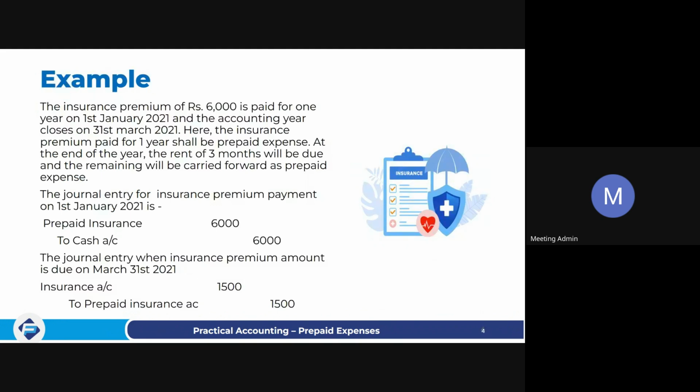Okay, here they have given the example. I hope you will understand by seeing this. So, the insurance premium of rupees 6,000 is paid for 1 year. Okay, 1 year they have paid 6,000. They have paid 6,000 for insurance for 1 year.